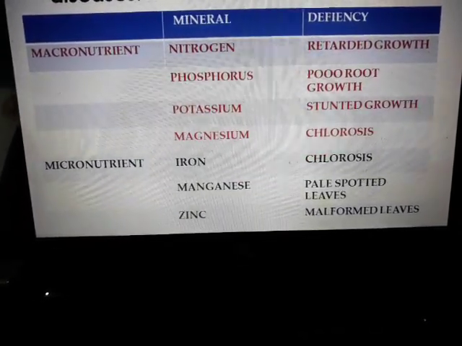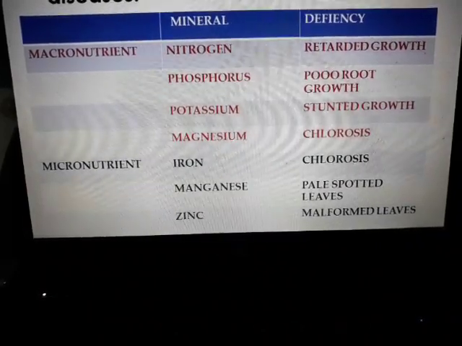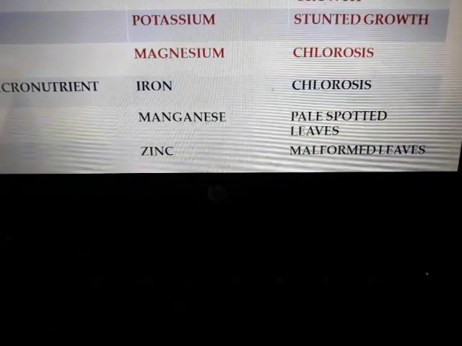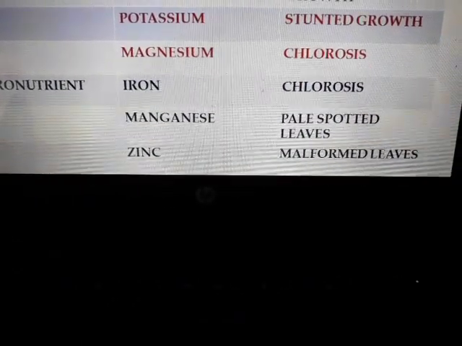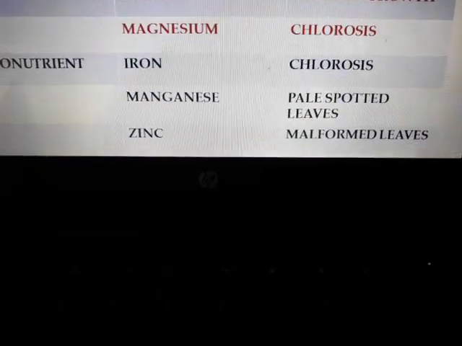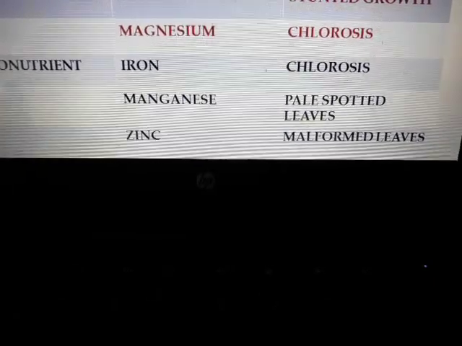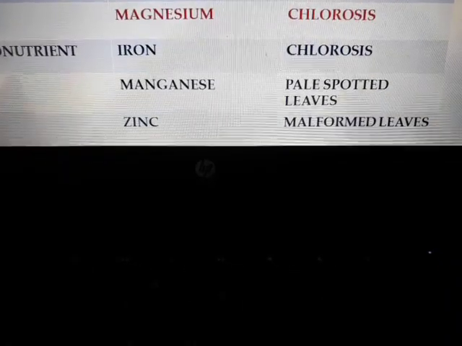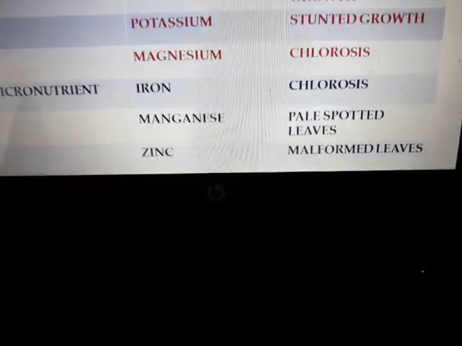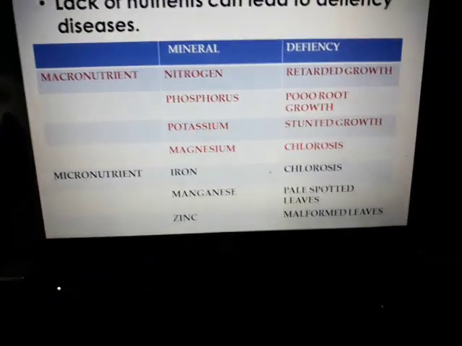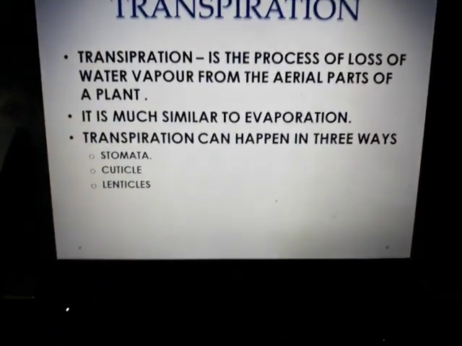Magnesium, chlorosis, in which yellowing of the leaves happen. Same goes with micronutrient iron. It will also lead to chlorosis, in which yellowing of the leaves happen. Manganese, pale spotted leaves. You can see many times leaves are yellow in color. Why? Because there is deficiency of manganese. Zinc will lead to malformed leaves, that is, not the normal size and shape leaves. There will be some deformity in it.